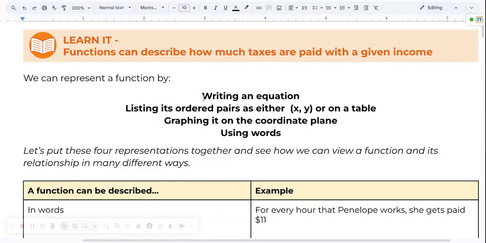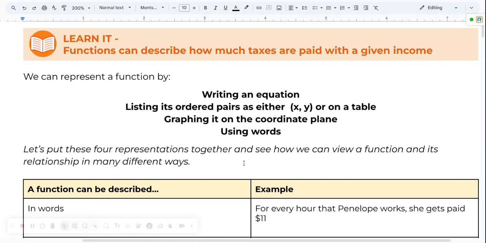We can either do it by writing an equation, we can list it in its ordered pairs as an ordered pair with parentheses x comma y, or on a table with ordered pairs. Then we can also graph it on the coordinate plane and draw a graph of the function. In addition, we can just use words to describe the situation. So let's take a look at these 4 representations in an example.